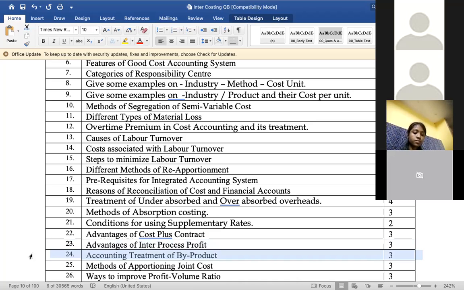Advantages of cost plus contract, very frequently asked question. Advantages of inter-process profit, very frequently asked question. Inter-process profit method computation is also important for the exam. Then byproduct accounting treatment, based on the problem and theory.